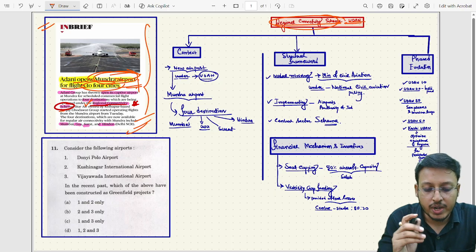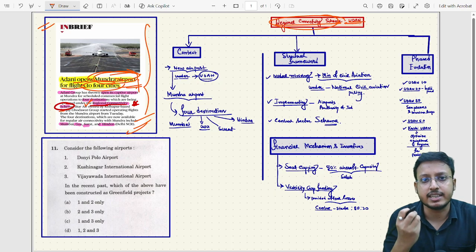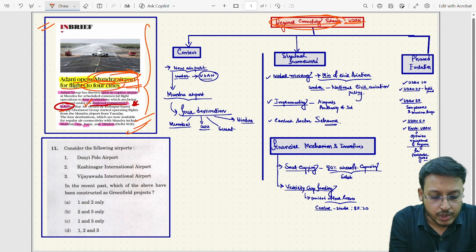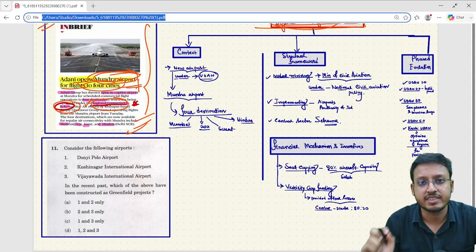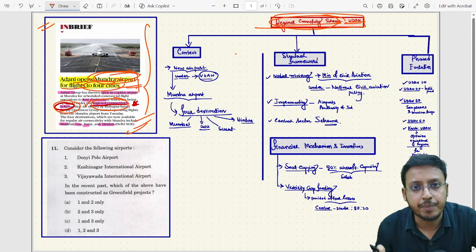We want to make this article the center point, and from this we will cover this regional connectivity scheme, that is the UDAN scheme. That is very important for our upcoming prelims exam.